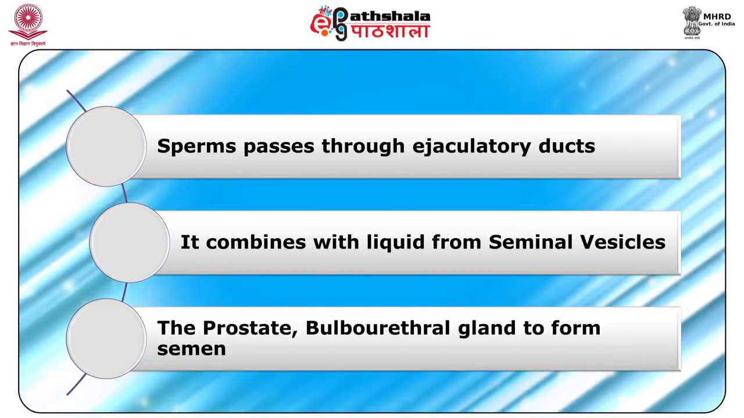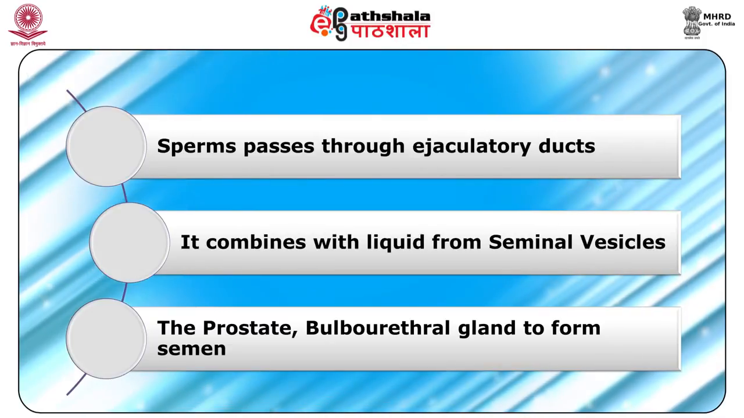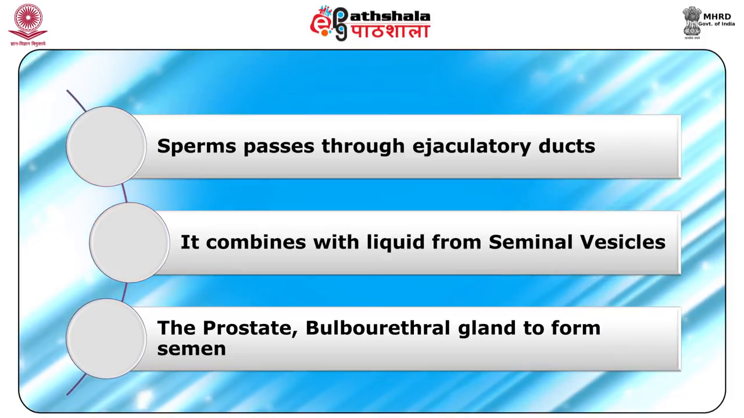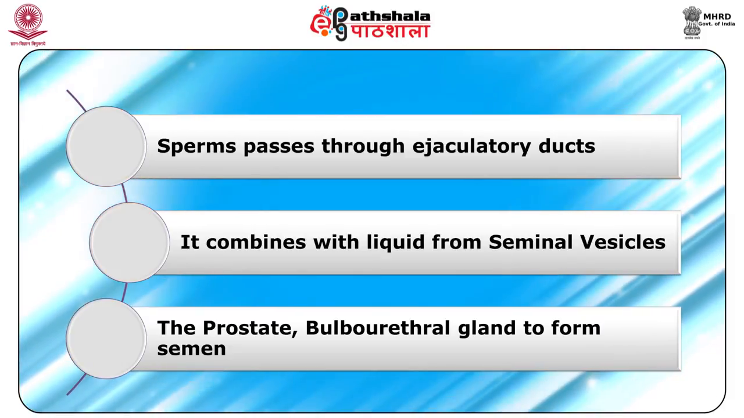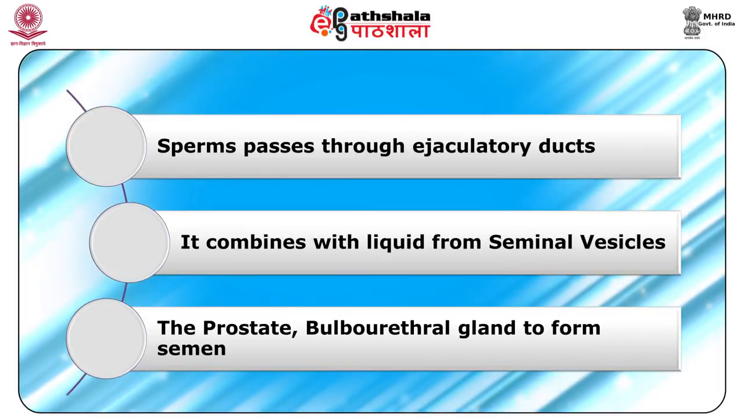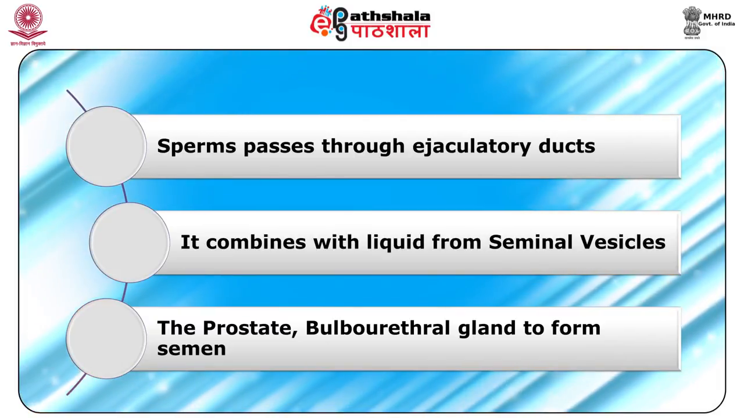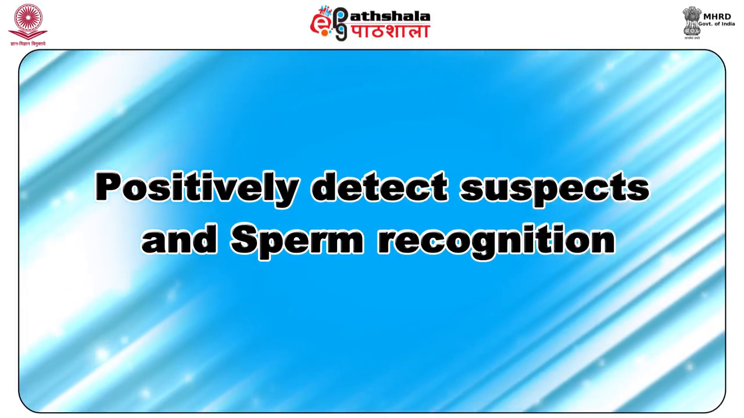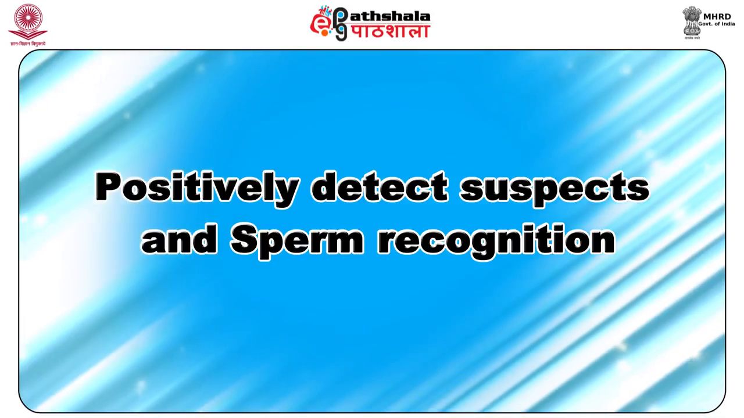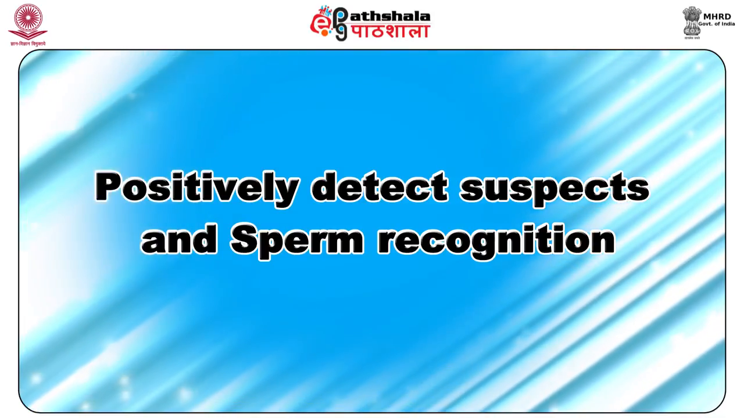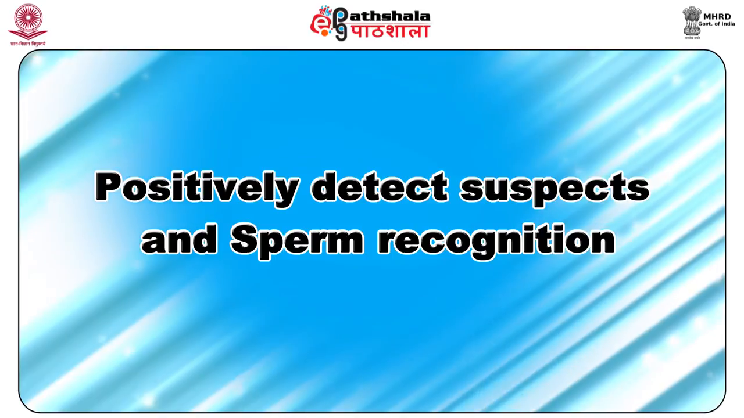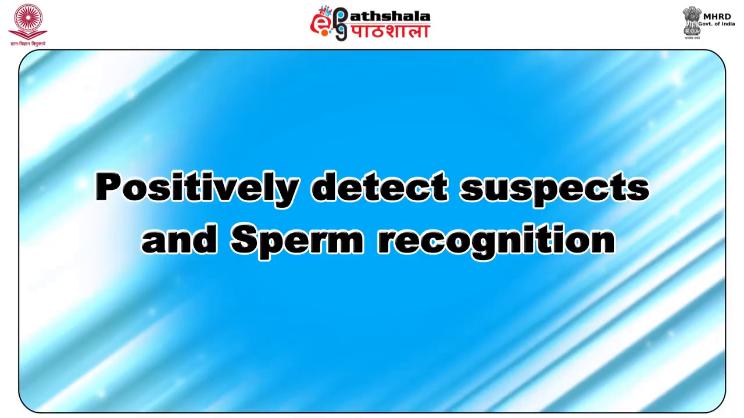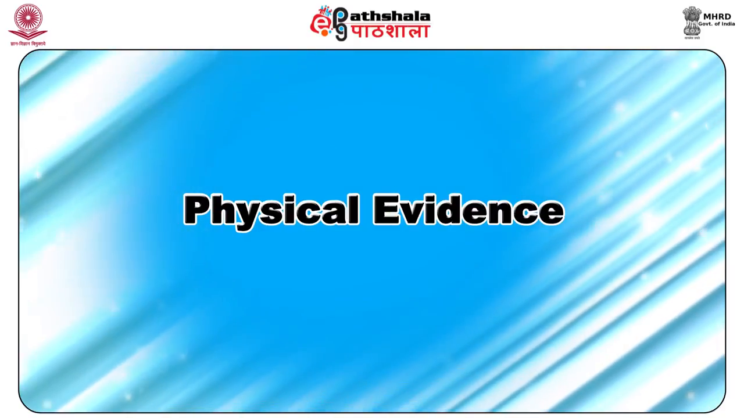Next, we will learn about the composition of semen. During ejaculation, the sperm passes through the ejaculatory duct and combines with the liquids from the seminal vesicles, the prostate, and the bulbourethral gland to form the semen. Next is the importance of semen. Semen evidence is helpful to positively detect suspects, and sperm recognition can be an essential factor in confirming sexual assault in cases of rape.